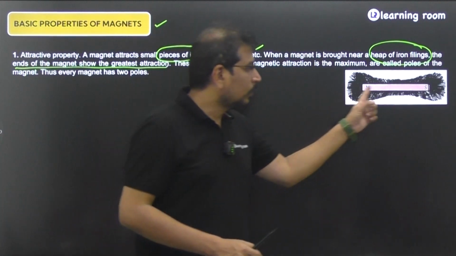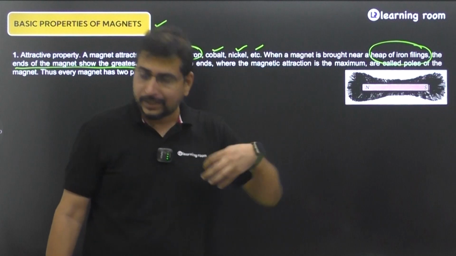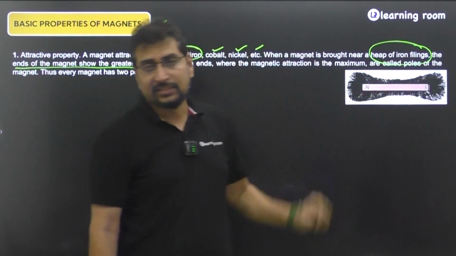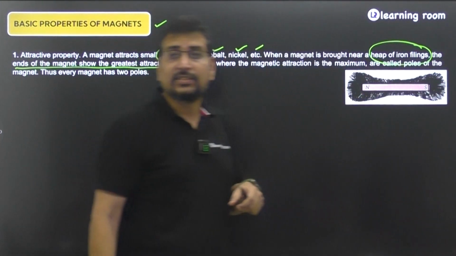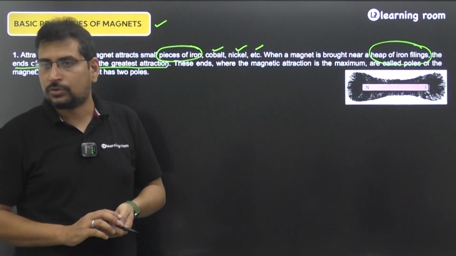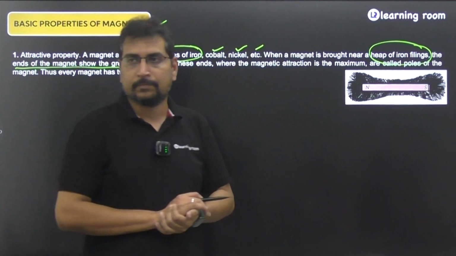So here, the one which contains the north and the south pole is going to be the magnet, whereas the one which is getting attracted is called the magnetic substance. So here, iron filings are the magnetic substance. You can observe that more amount of magnetic substance is present near the ends of the magnet, which is basically the poles. Why is it so? Because the strength at that point is going to be very high, right?